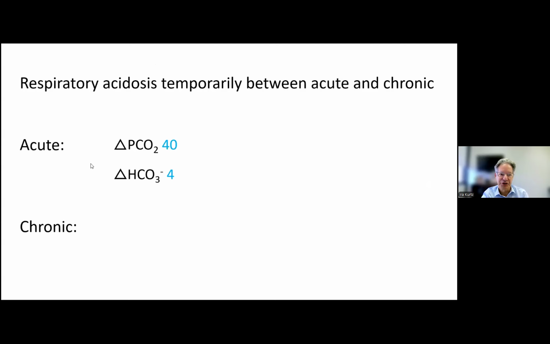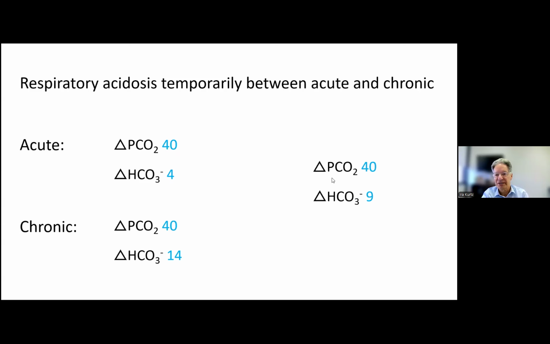So if it's acute and the PCO2 changed by 40, with a 10-to-1 ratio, we'd expect the bicarb to go up by 4. And if it's chronic, remember, it's 10 to 3.5. So we'd expect the bicarb, if the PCO2 increased 40 chronically, which means 3 to 5 days, to be up 14 from its original level. And our patient had a change in bicarb of 9. So you can see, again, it's falling in between.